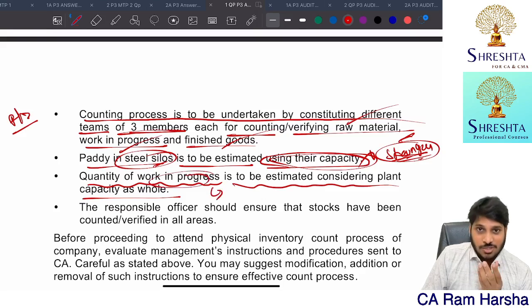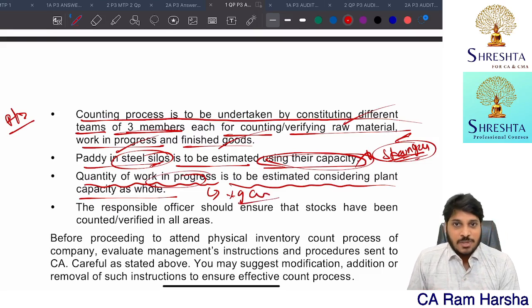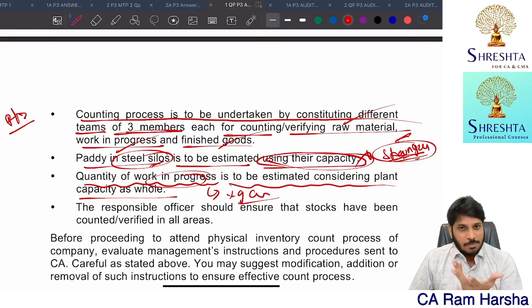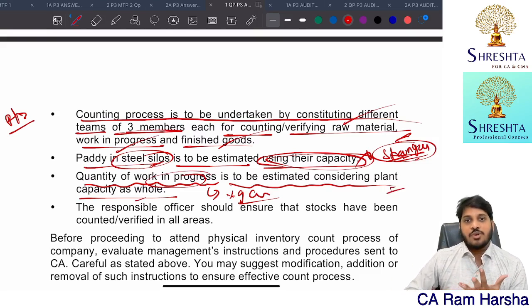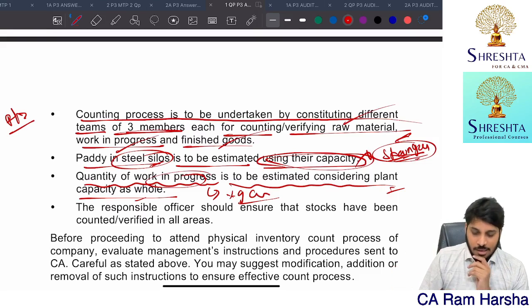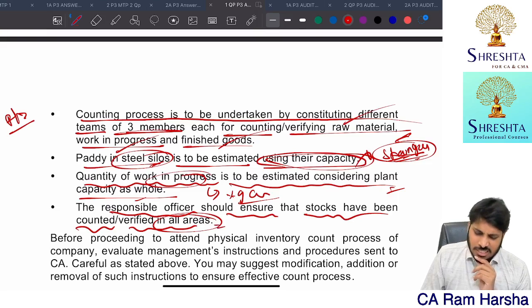A work in progress, how will we measure it? Based on stage of percentage of completion. Stage of completion is the basis for valuation of work in progress, right? Measurement of work in progress, right? How do you take it based on plant capacity? A company may be using full capacity of the machinery or may not be using full capacity of the entire factory. The responsible officer should ensure that stocks have been counted or verified in all areas. This is actually correct. In all areas, we should verify.